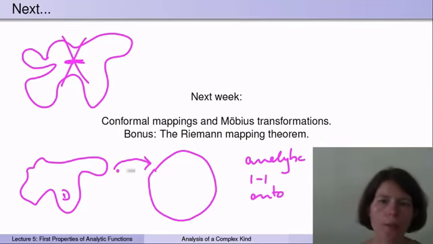So in other words, the Riemann mapping theorem makes it possible to transfer things back and forth between this domain and the unit disk. This is one of the most amazing theorems in complex analysis, and we'll learn about it next week.